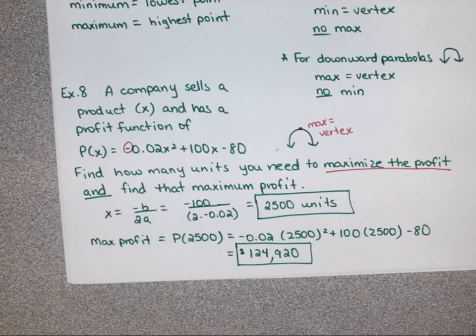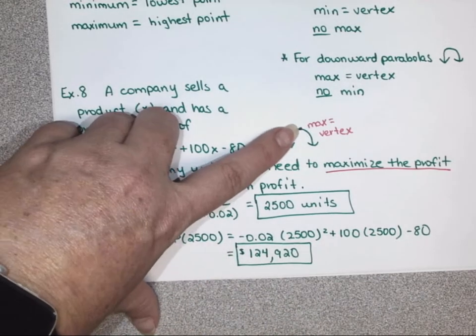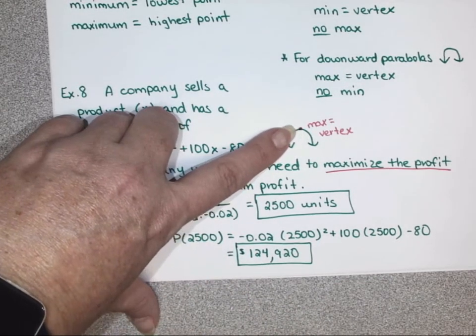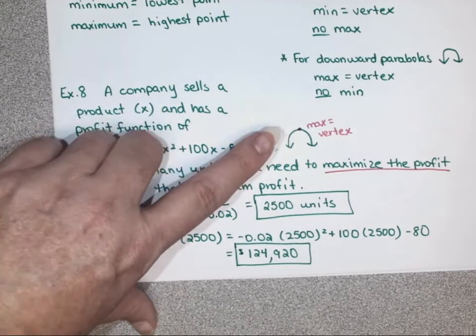So if you were advising this business owner, what would you tell him? He needs to sell how many units? 2,500, and if he does that, then how much profit will they make? $124,920, right? Okay, because that's where he wants to be, right? If this is your profit, you want to be right here, right? You want to be right at that peak. You don't want it to start going downhill again.